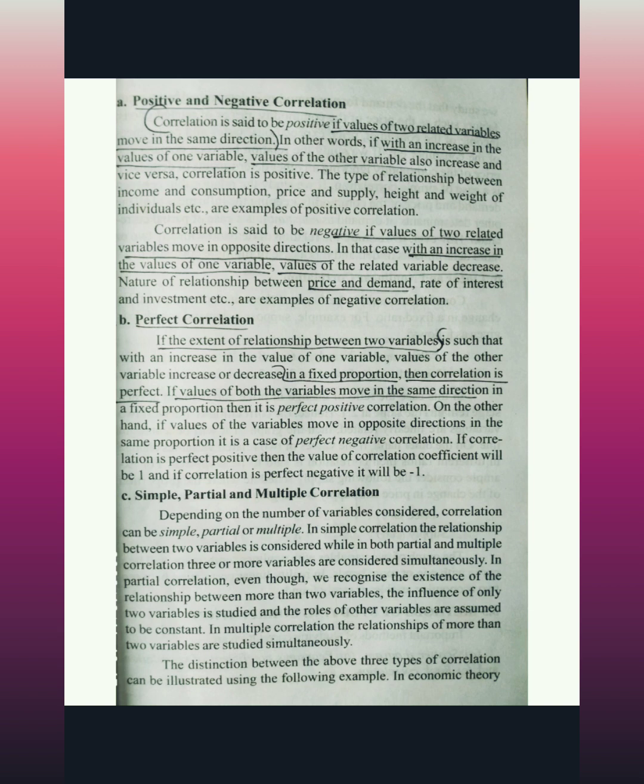The type of relationship between income and consumption, price and supply, etc. We can see that if the income of a person rises, then the consumption of goods and services also goes up. Or we can look at the relationship between price and supply. If the price goes up, then the supply also rises in the same direction. So the direction is the same, then it is called a positive correlation.